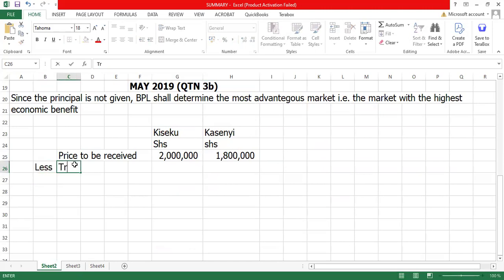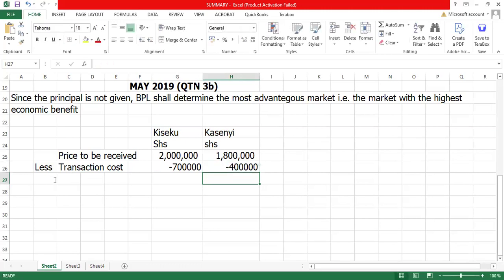So we have the transaction cost. Here it's 700,000. You put the amount in a bracket. Then for Kasenyi it's 400,000. Then you again raise the transport cost. It's 200,000 for each. So here it's 200, and here is also 200.